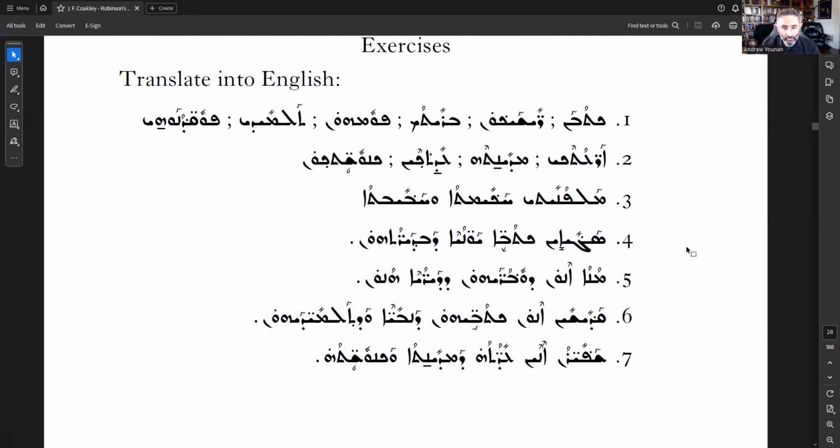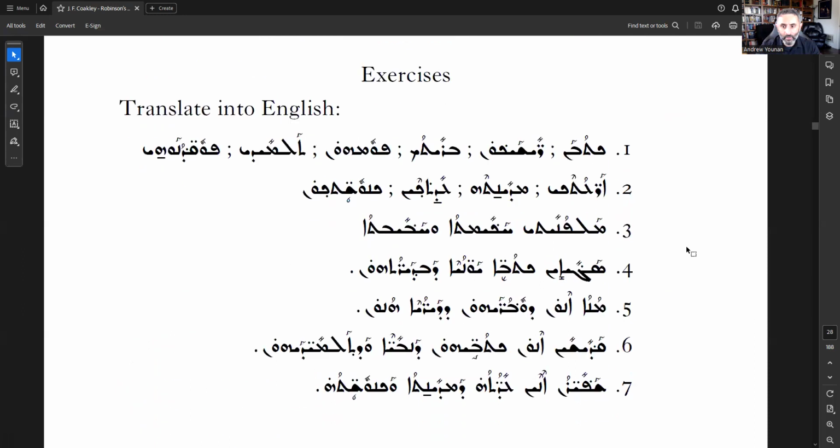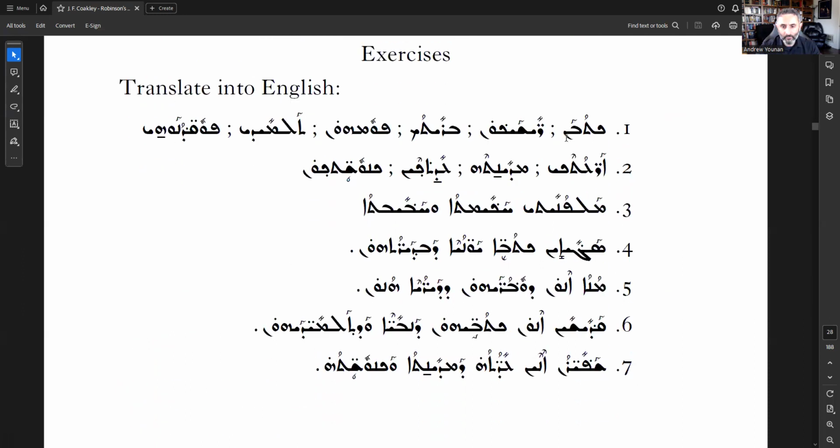Let me read these exercises for you, translate into English. Kthawan. Reshekon. Bratach. Sorry, Brithach, my bad. Brithach. As you can see, I'm not that great at the Western alphabet either. Brithach. Humhon. Telmid. Hook da now. So translate these.